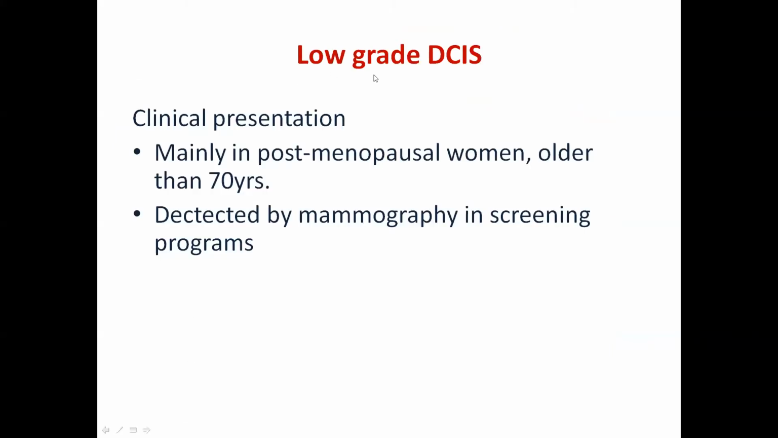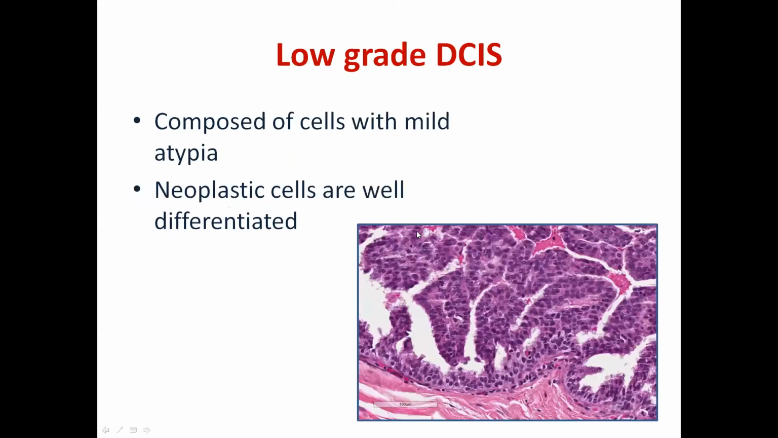When we have the full-blown picture of low-grade DCIS, we have mainly elderly ladies in most of the cases, not always, but most of them are older than 70 years. And we see low-grade DCIS mainly in mammographic screening programs. What we see on histology: you can imagine, very well differentiated cells, very similar to the normal cells.